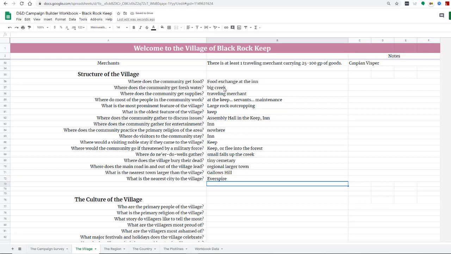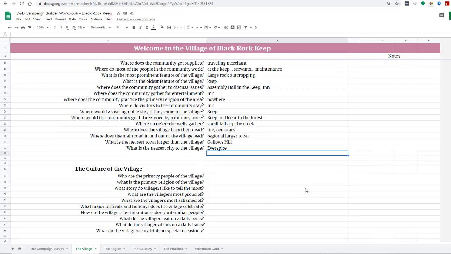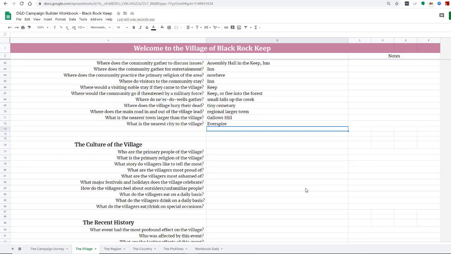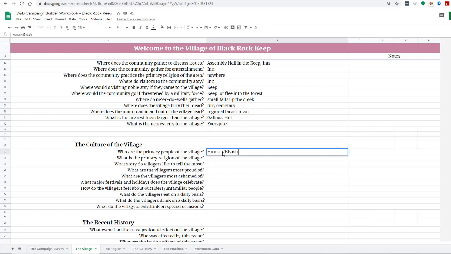So that's the structure of the village. Now we get into the culture of the village. And so who are the primary people of the village? Is this a human village? Is this an elven village, dwarven village, gnomish village? Who's here? Who's the primary people that you'll see walking around? And this is going to be primarily a human elvish village. Almost a 50-50 split down the middle.